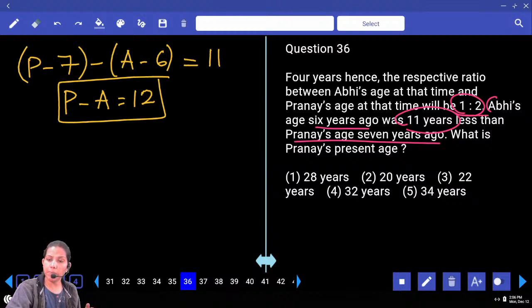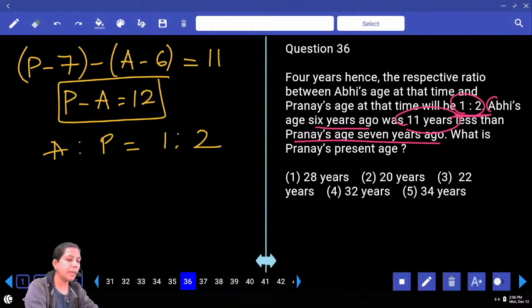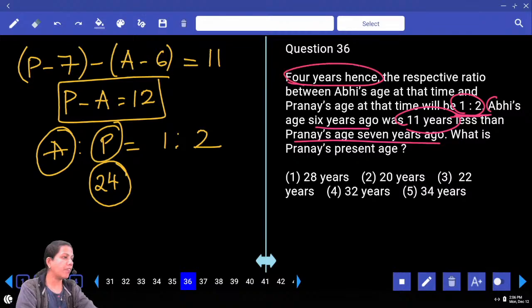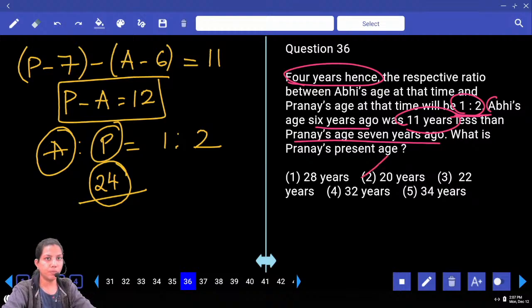Next, what is the ratio here? 1:2. Abhi to Pranay is 1:2. Pranay has 2 parts. The difference between them is 1 part, and that 1 part is equal to 12, so Pranay is 24. This is the age after 4 years. After 4 years Pranay is 24, so what is Pranay's present age? 20. Second option. This one is difficult through options, because the ratio is not a comfortable ratio.